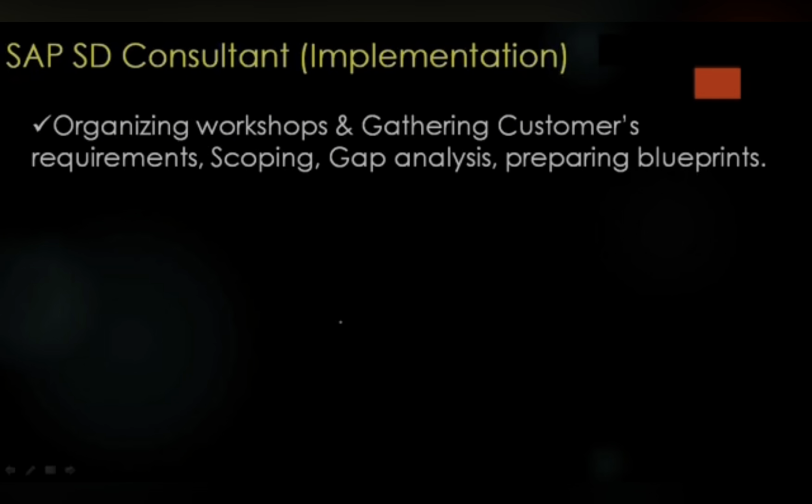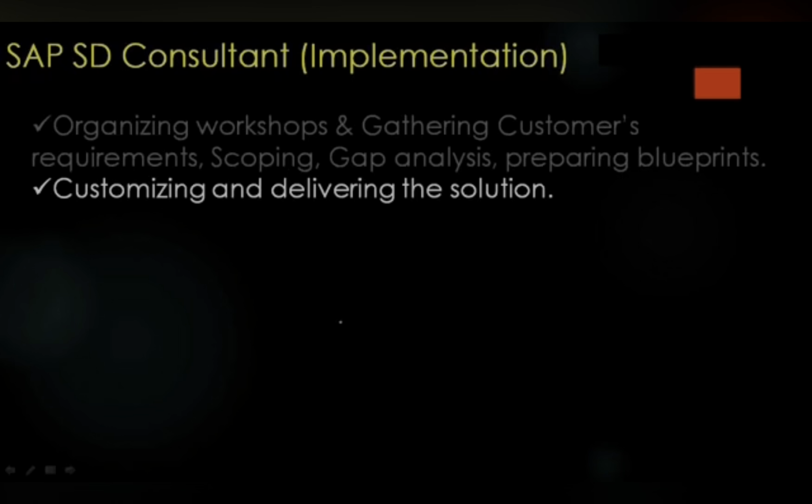So the responsibilities in these types of jobs can be, for example, organizing workshops and gathering customers' requirements, scoping, gap analysis, preparing blueprints. We'll talk about the scoping, gap analysis, and blueprint later on. Then customizing and delivering the solution. Once you have the requirement from the business or from the Pepsi company, you will be doing the customizing accordingly in the system, and finally you will be delivering the right solution to the business.